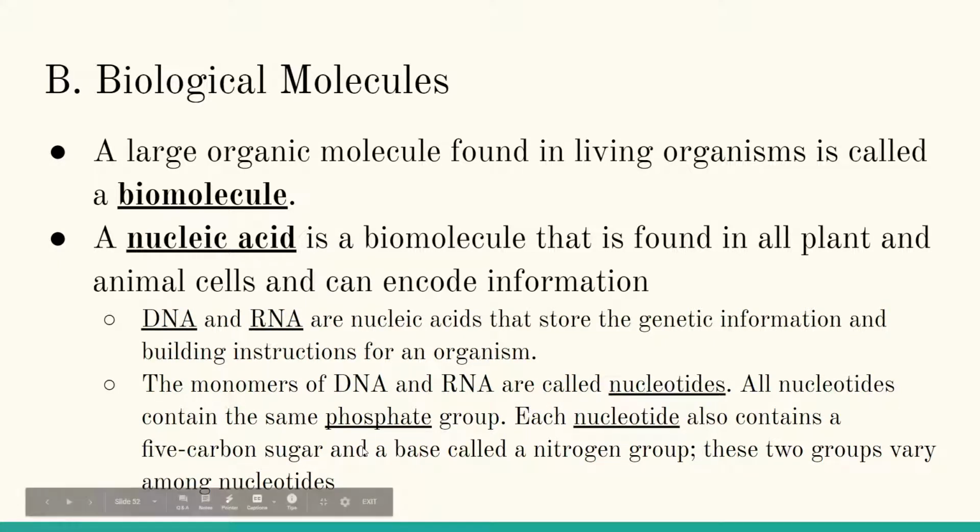All nucleotides contain the same phosphate group. Each nucleotide also contains a 5-carbon sugar and a base called the nitrogen group. These two groups vary among nucleotides. And we're going to see what that means in just a second. But they all have the same phosphate group. Oh, I shouldn't use the word base because base means something different here. They all have the same backbone. They don't have the same base. They have the same backbone of a phosphate group.